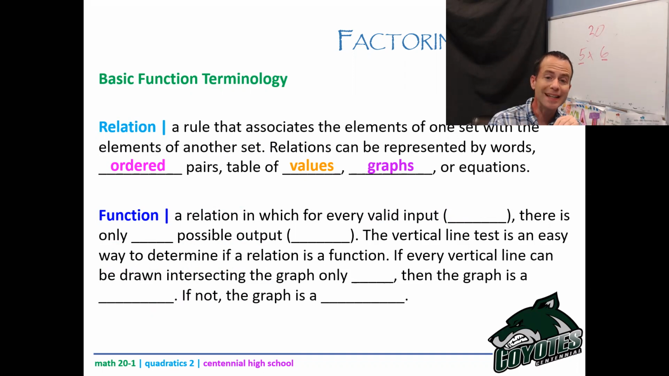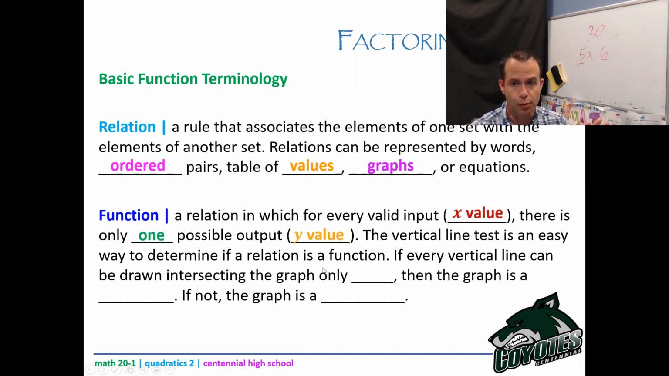Now, a function, super, super important, this word. A function is a relation, but it's a special type of relation, okay? Kind of just like a square is a special type of a rectangle. It fits a more specific definition. A function is a relation in which for every valid input, and inputs are your x values, there is only one possible output. Outputs are your y values. The vertical line test is an easy way to determine if a relation is a function or not.